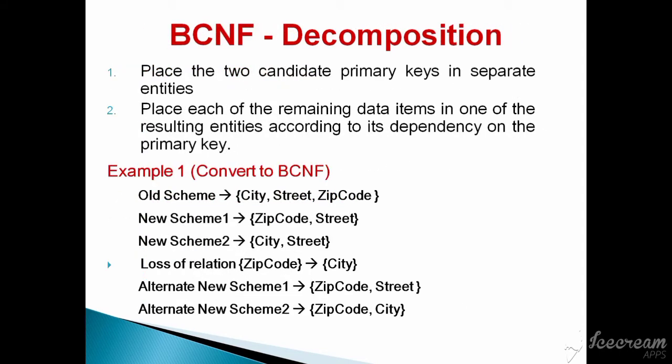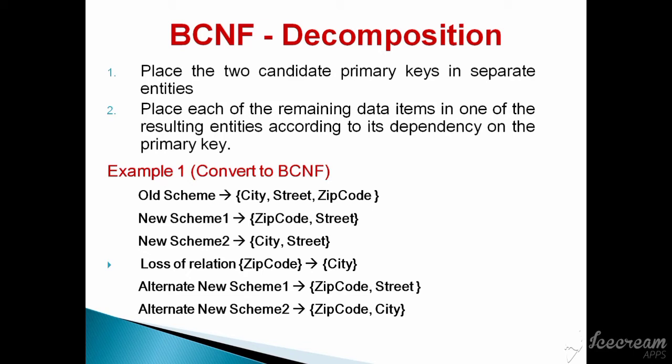BCNF decomposition. Here we place the two candidate keys in separate entities. This is the example that we convert into BCNF. City, street, zip code is not in BCNF. For BCNF, we convert it into two different tables.